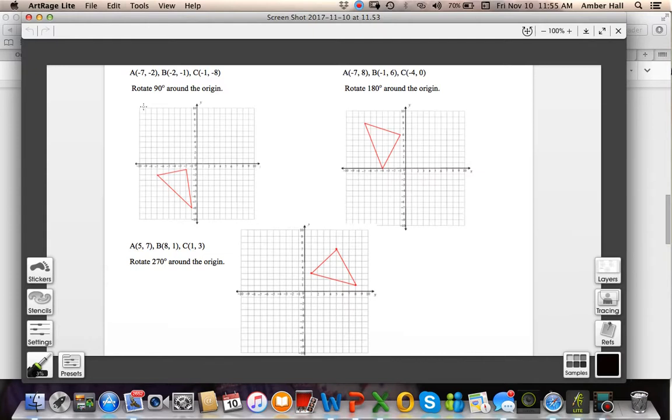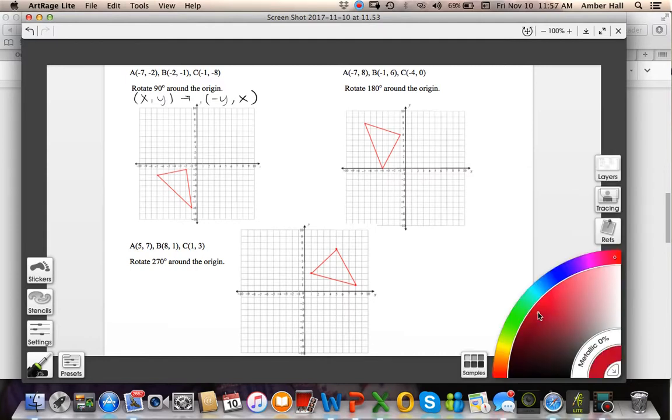First we're rotating 90 degrees around the origin. If you look at your flashcards or the previous page, we know that if we're given (x, y), it's now going to become (negative y, x). So I'm simply going to look at my coordinates, apply the rule, and then graph them.